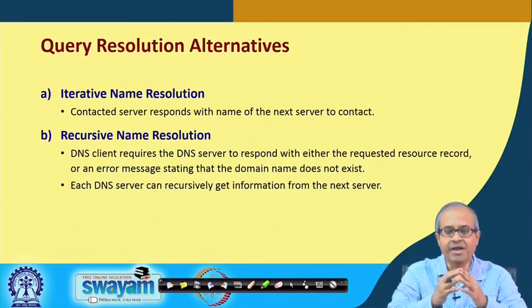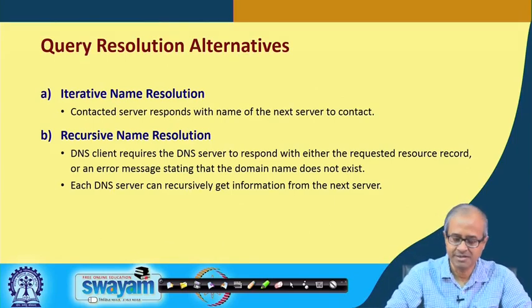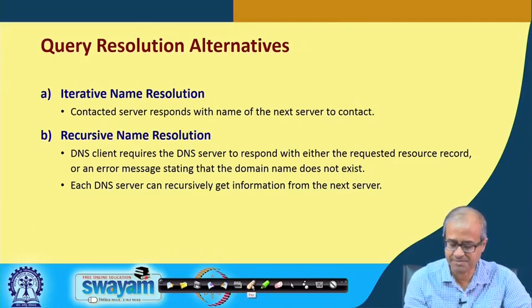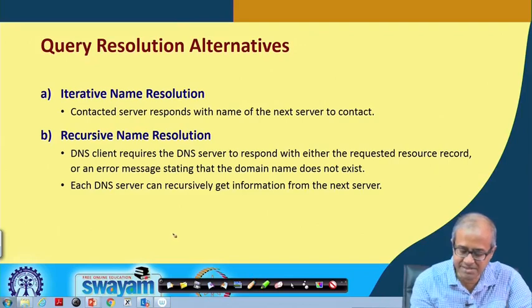Now, when a client sends a request to a DNS server, let us say it requests that I have this name gmail.com, give me the IP address. Now, there are 2 alternatives. First is called iterative. Iterative means, suppose this is my client machine, okay?